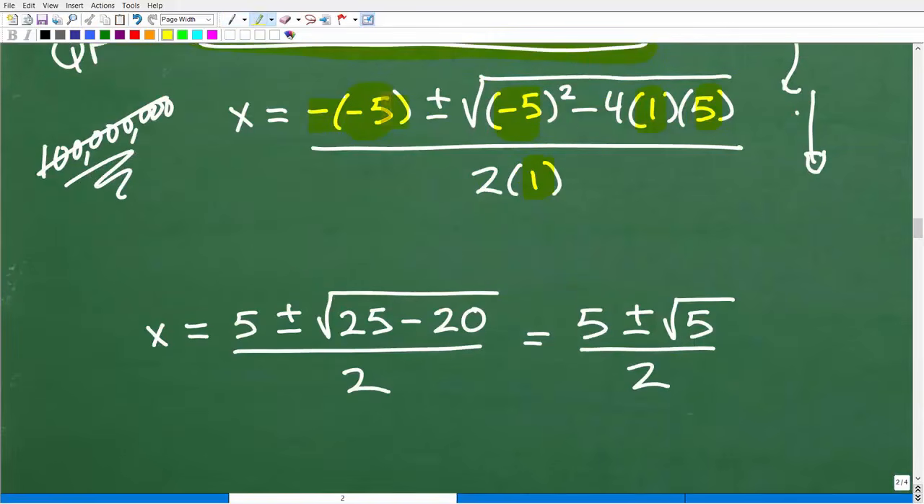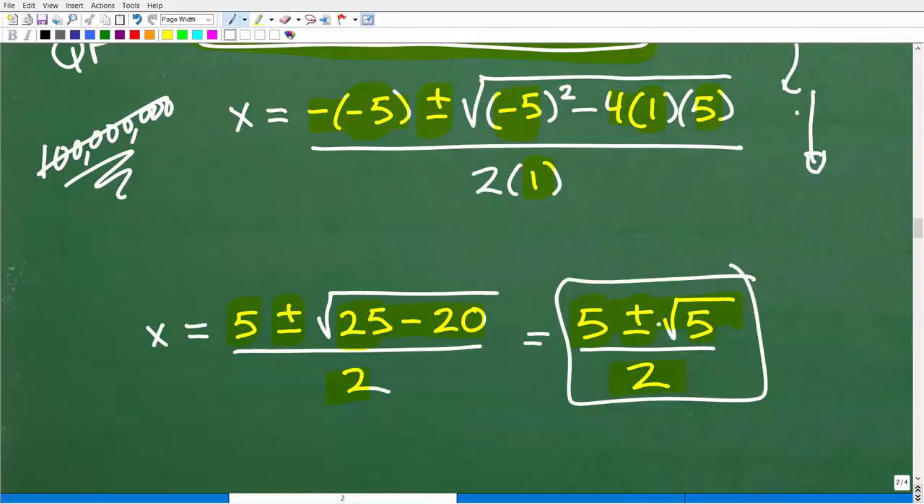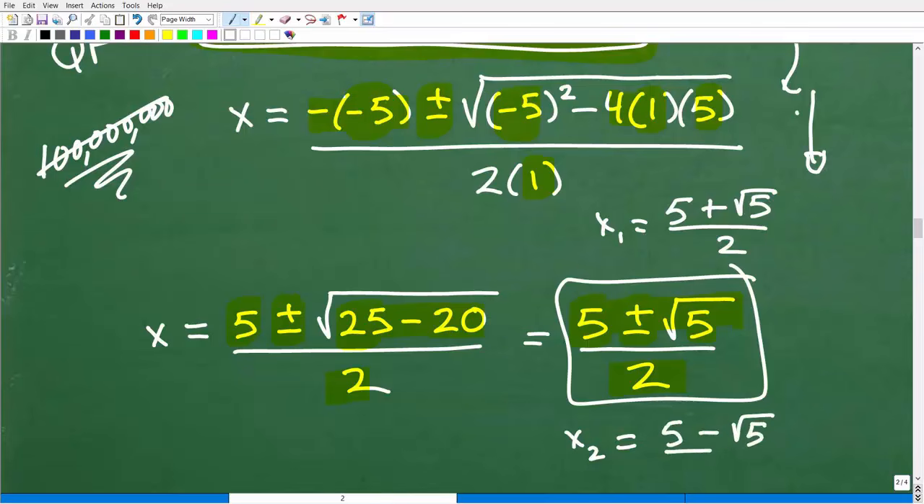Okay, so let's take a look at this. Minus 5, that's the opposite of a negative 5. That's positive 5. Plus or minus 5 squared is, of course, 25. Minus 4 times 1 times 5, that's 20. Square root of that over 2 times 1 is 2. So that gives me 5 plus or minus the square root of 25 minus 20, which is 5, over 2. And this is it. These are our two solutions. One would be 5 plus the square root of 5 over 2. Remember that plus or minus, that's one unique solution, and the other would be 5 minus the square root of 5 over 2.